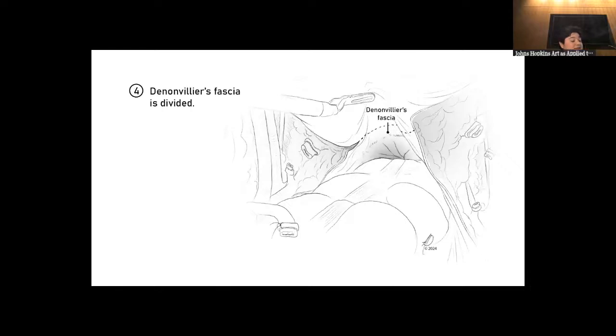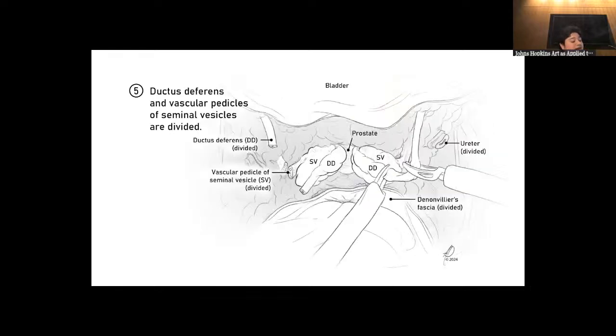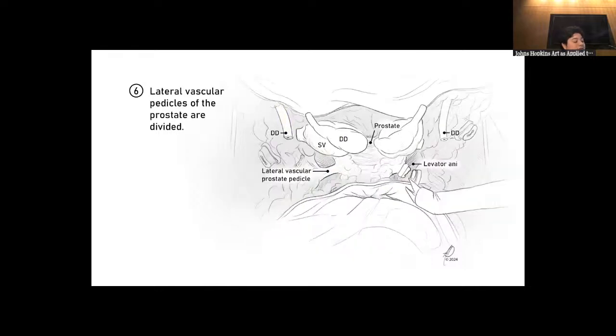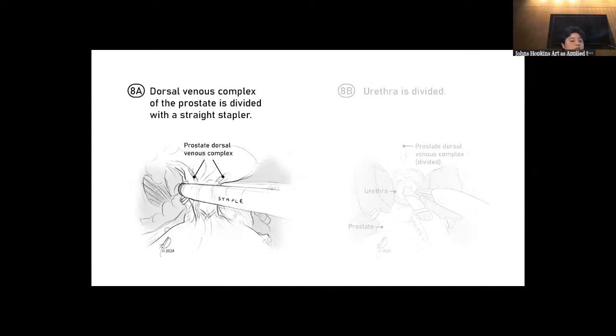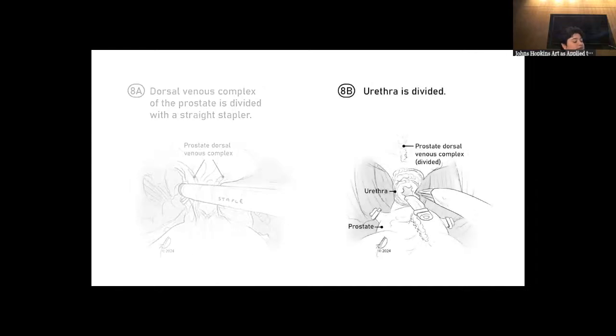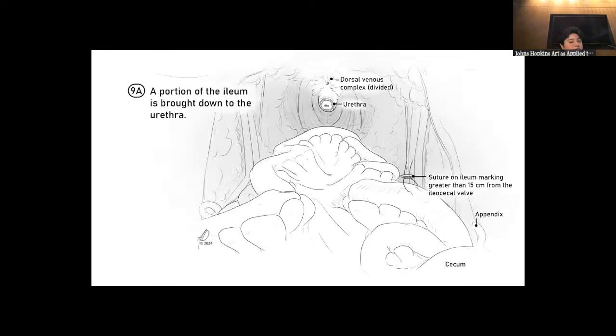Denonvilliers' fascia is incised so that the ductus deferens and the vascular pedicles of the seminal vesicles can be located and divided. The lateral vascular pedicles of the prostate are located and divided. Then the urachus is cut and blunt dissection is performed in the retropubic space to mobilize the bladder. The lateral pedicles of the bladder containing the inferior vesical arteries are also divided. The dorsal venous complex of the prostate is stapled and the urethra cut with curved scissors. The bladder and prostate are then bagged for removal.